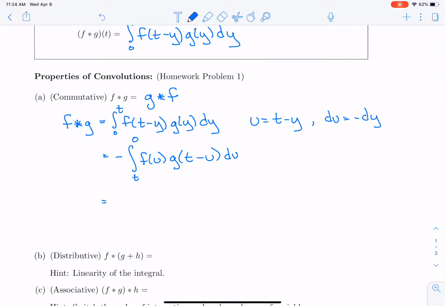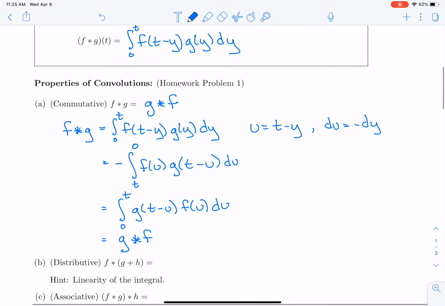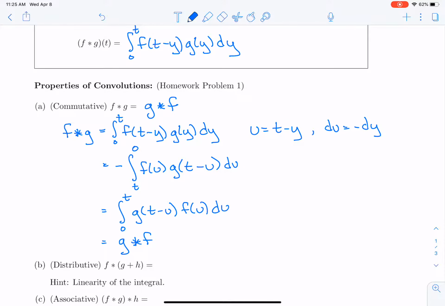Well, then I can write this as the integral from 0 to t, by switching the limits with that minus sign, of g of t minus u times f of u du. But that is exactly the definition of g star f. Now I realize that the definition was with a y, right? But I can use any variable for the integration, and so in this case I'm going to use u. So f star g equals g star f.